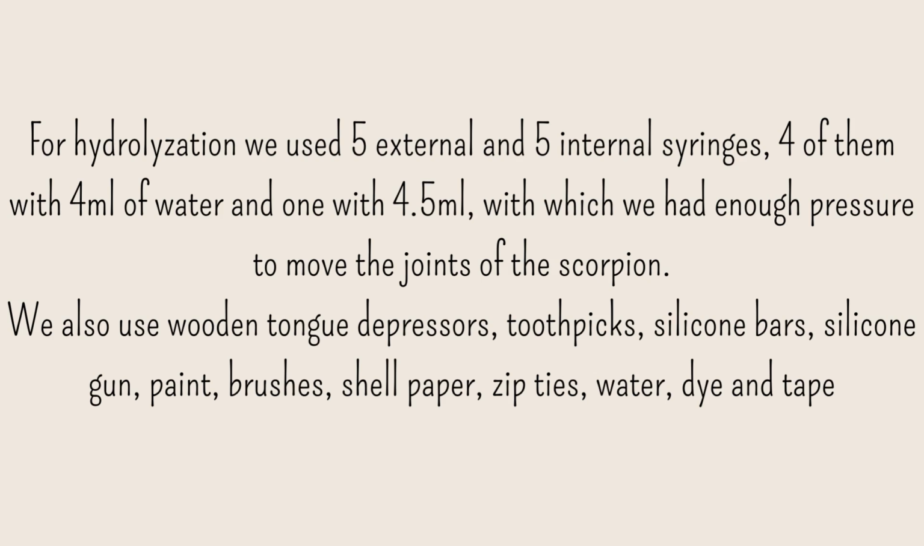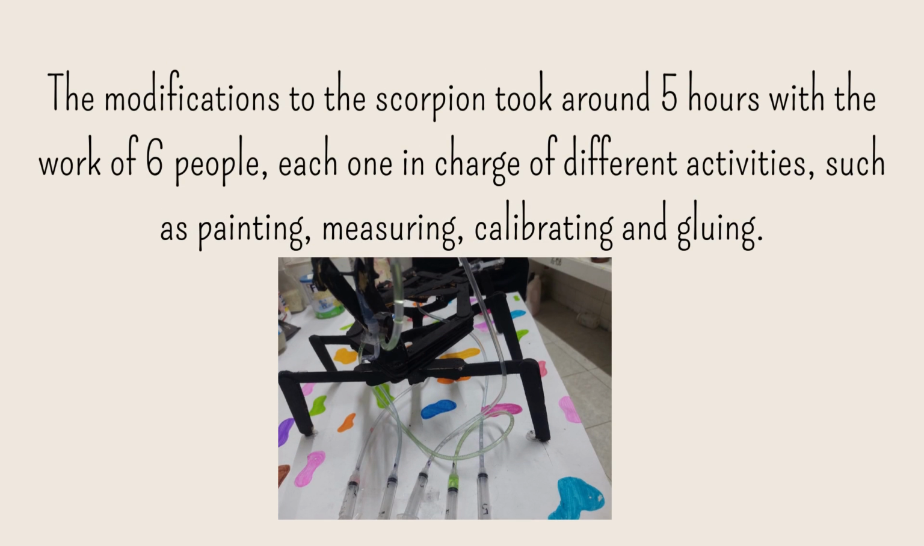We also used hoses, tube connectors, silicone bars, silicone joint, paint, brushes, sandpaper, zip ties, water, dye and tape. The modification to the scorpion took around 5 hours with the work of 6 people, each one in charge of different activities such as painting, melting, calibrating, and gluing.